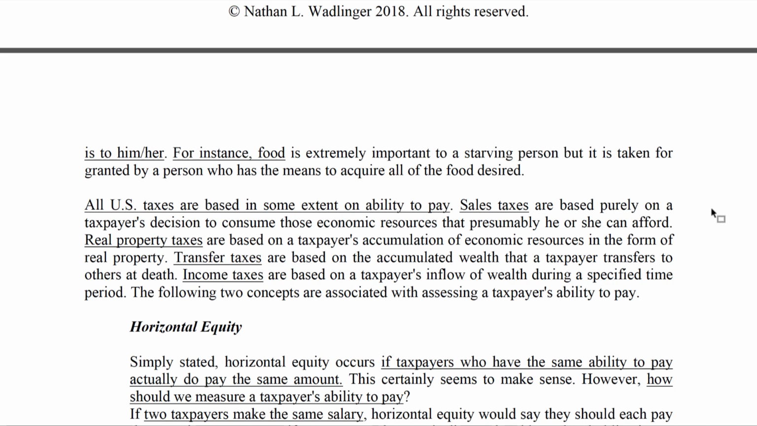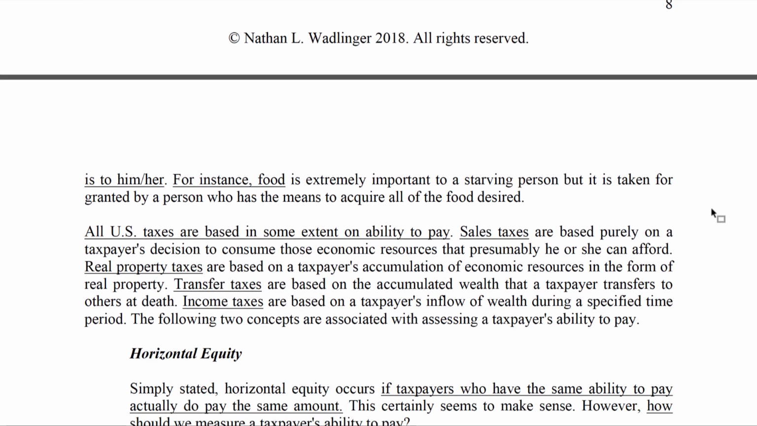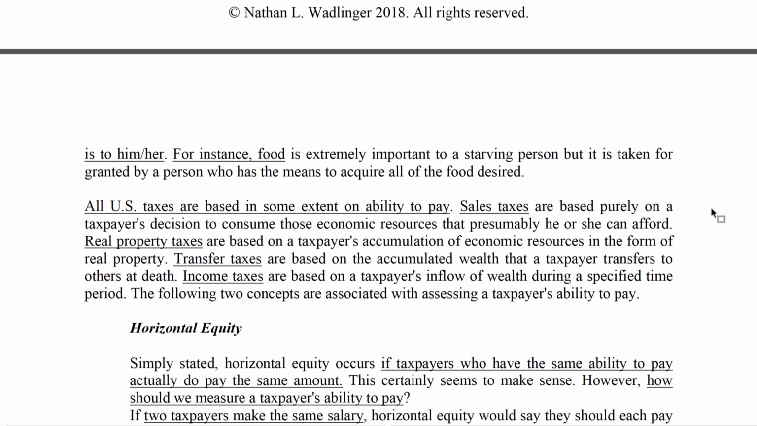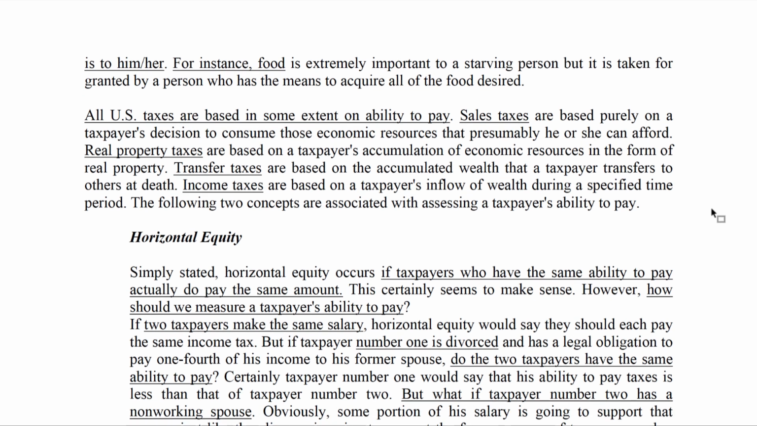And then again, this marginal utility concept, where if you have one ice cream versus 10 ice creams, you get more marginal utility, more satisfaction, from the first ice cream than the 10th ice cream. So in the U.S., again, we have an ability to pay system. That's why we have a progressive structure.